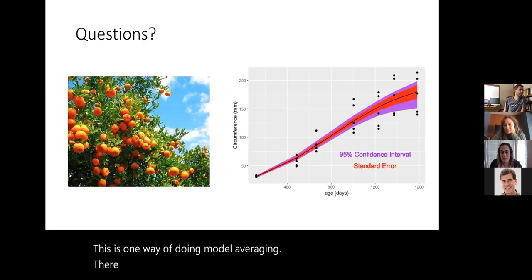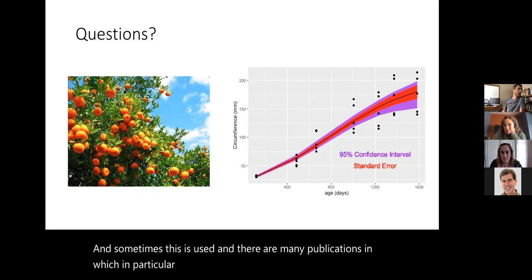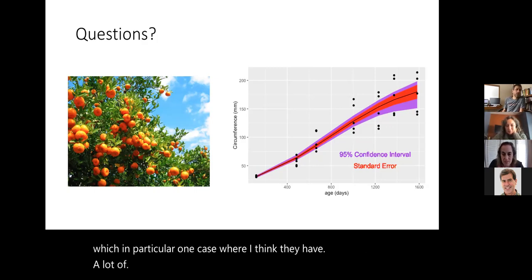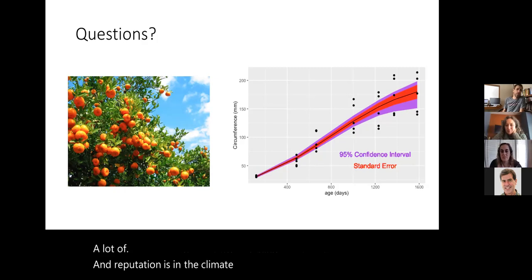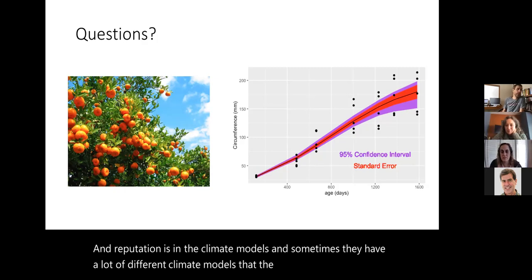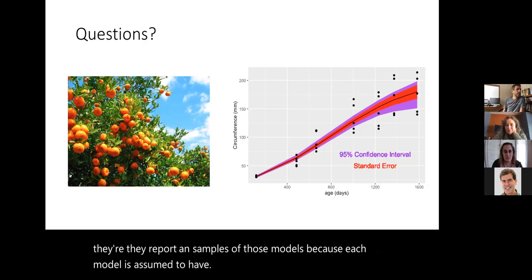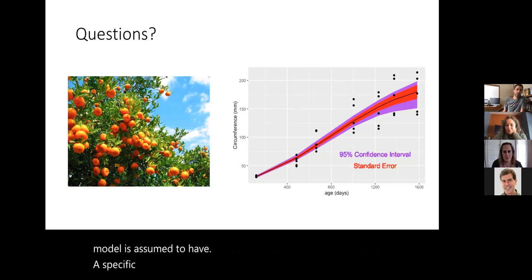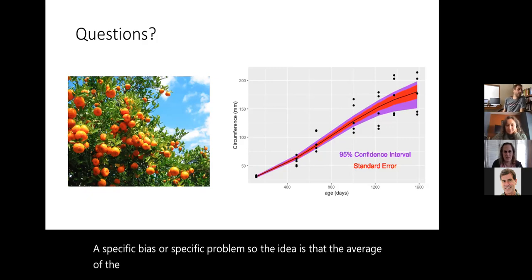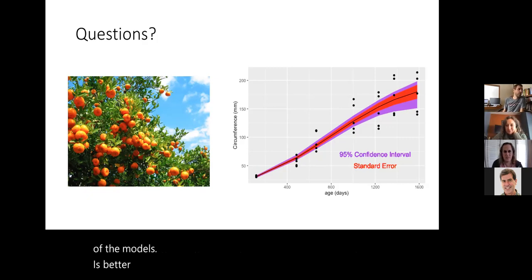There's a term here, ensemble, and sometimes this is used, and there are many publications. One case where I think they have gained a lot of reputation is in the climate models. Sometimes they have a lot of different climate models that they use for prediction, and they report ensembles of those models because each model is assumed to have a specific bias, a specific problem. So the idea is that the average of the models is better than any one model itself.